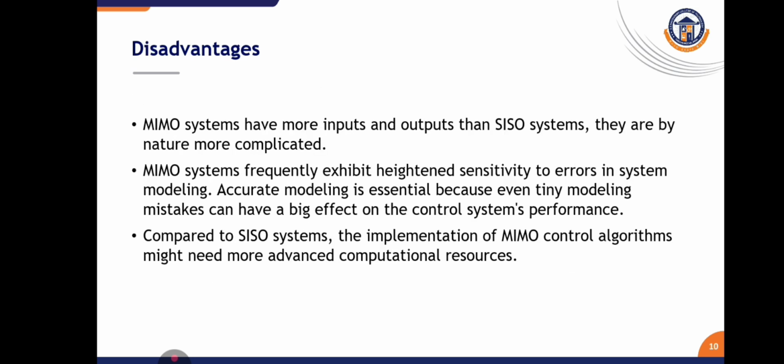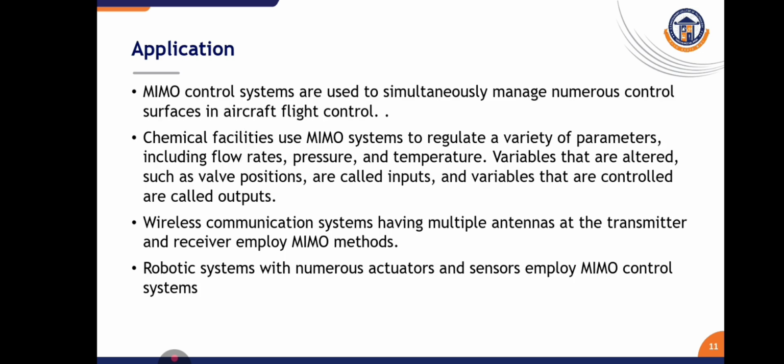So, disadvantages. MIMO systems have more inputs and outputs compared to SISO systems, so they are naturally more complicated. MIMO systems frequently exhibit a high sensitivity to errors in the system modeling, because even tiny modeling mistakes can have a big effect on control systems. Compared to a SISO system, implementation of MIMO control algorithms might need advanced computational resources.